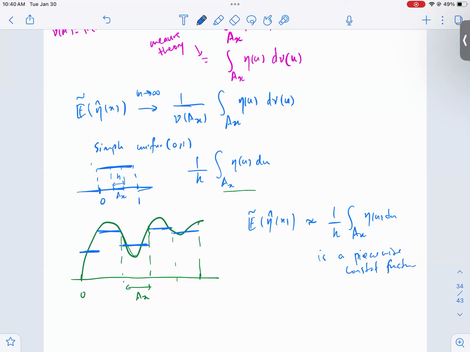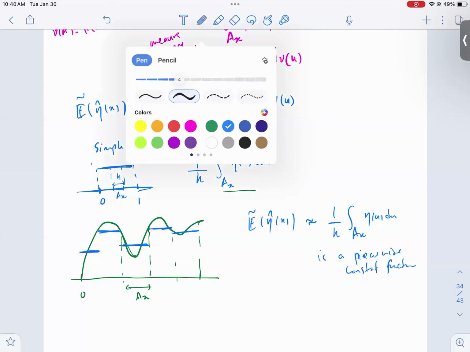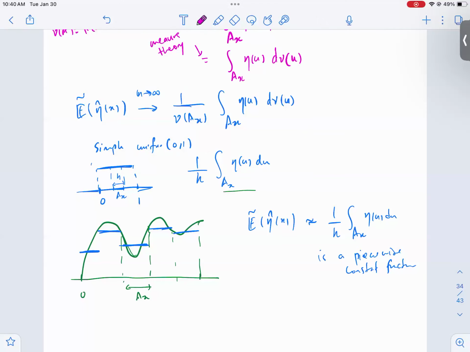Right, it depends on x, and it's easy to convince yourself that it's really averaging the function. Integrate this out and then divide by the size h. And so it gets better if you decrease h. If I decrease h, I'm going to average over smaller pieces.